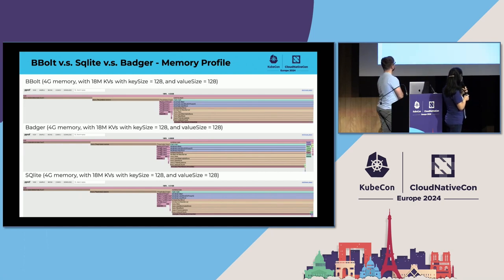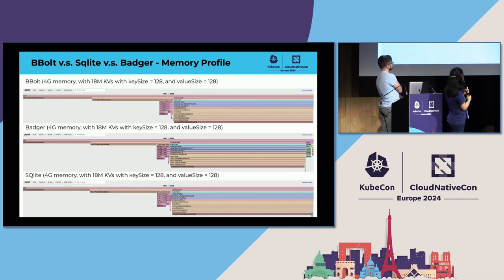And then we also look at the memory profile. So this is the memory profile after loading 18 million key values of database file. You can see the majority of the memory is spent on the key index, and then also the memory assigned to rebuild the index from the entire DB file. So across three different backends, the memory usage is pretty similar.